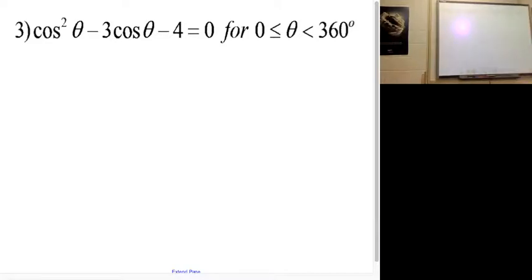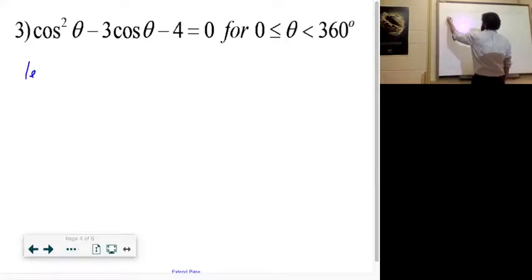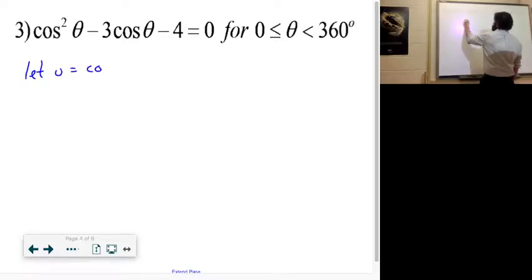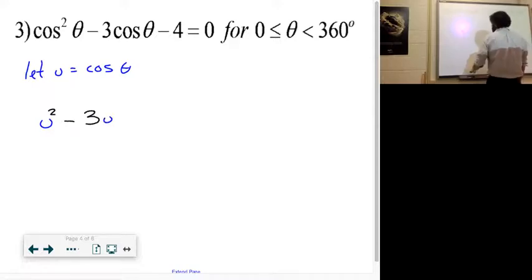So at this point, I would treat this like a standard quadratic equation. And again, I would rewrite it as a typical algebra equation as opposed to a trig equation. So I would say let u equal cosine theta, and then I'm going to replace everything where cosine theta is with u. So we have u squared for the first term, minus 3u for that middle term, minus 4 equals 0. Right? So again, this is quadratic.